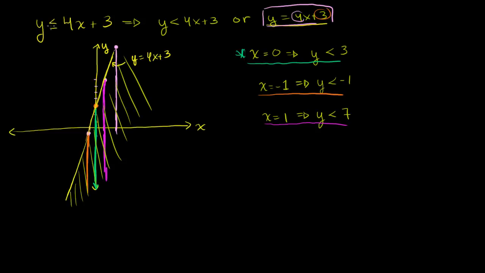Now, if this was just a less than, not less than or equal sign, we would not include the actual line. And the convention to do that is to make the line a dashed line. This would be the situation if we were dealing with just less than 4x plus 3. So the line itself wouldn't satisfy it, just the area below it. Let's do one like that.